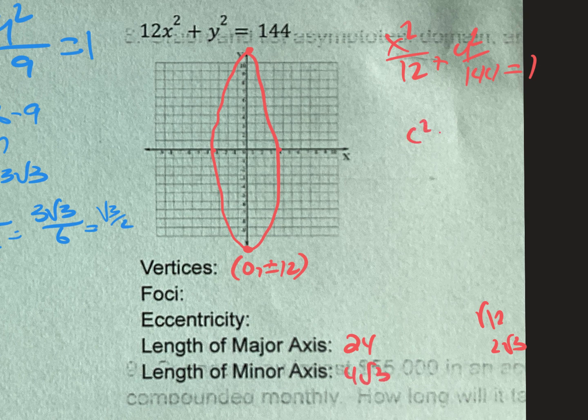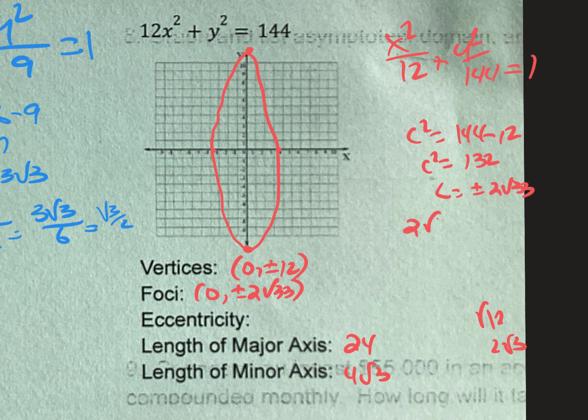To find the foci, I've got to find my c squared. So I'm doing a squared minus b squared, large minus small. That gives me 132. The square root of 132, let me break that down real quick. It's 4 times 33, so it should be plus or minus 2 root 33. So those are my two foci. The foci are always on the major axis, so I'm going 0 and plus or minus 2 root 33.